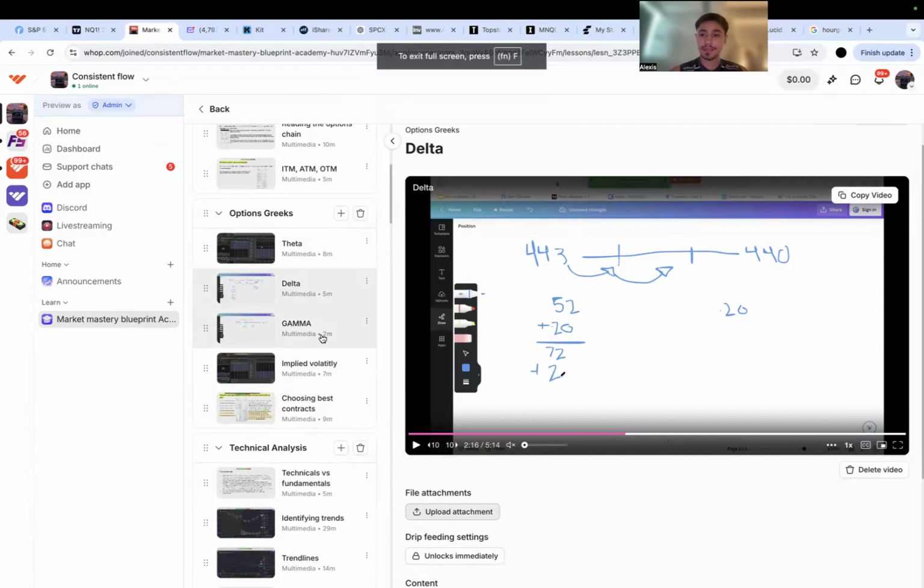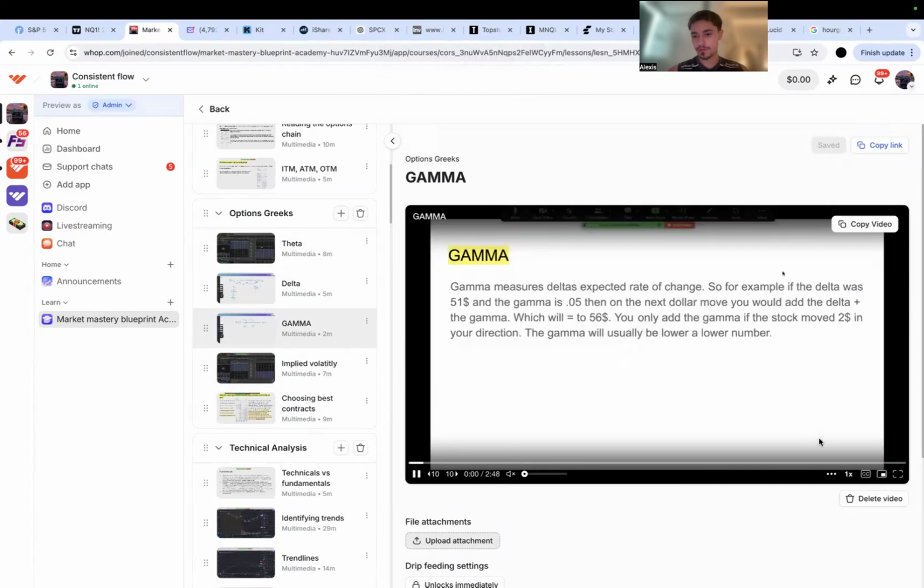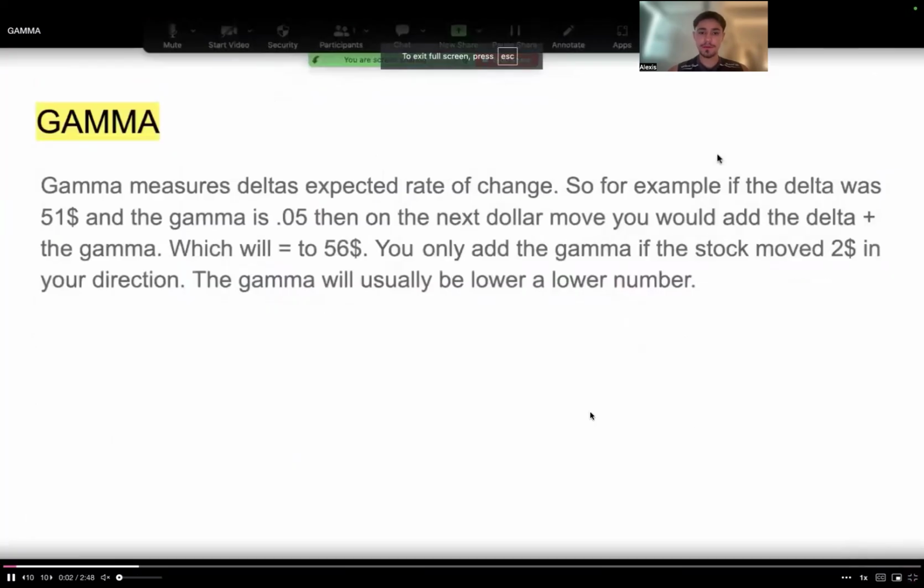So next up we have gamma. It's not going to be like the biggest effect, but it's still important to cover. Gamma measures delta's expected rate of change. So for example, if the delta was 51 and the gamma is 0.05, usually gamma will be a smaller number. It's typically always a smaller number, just like a little bonus.